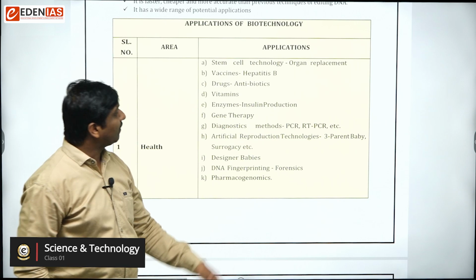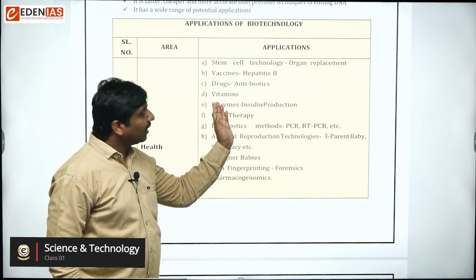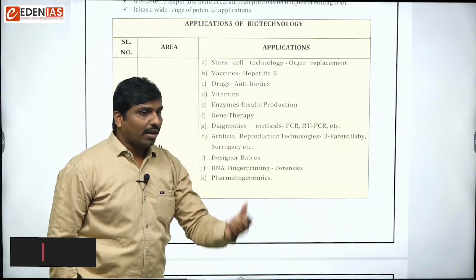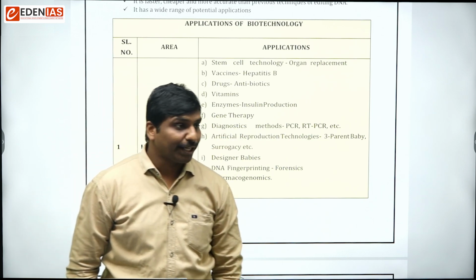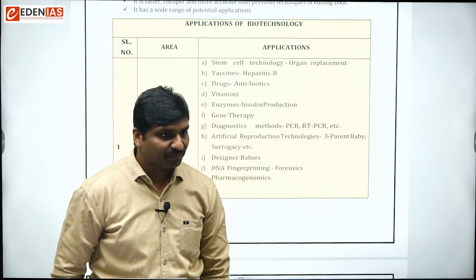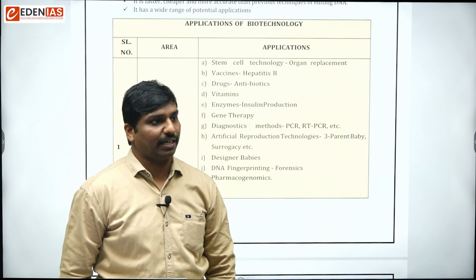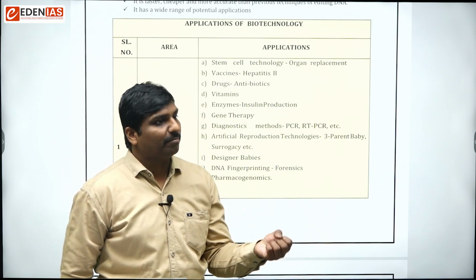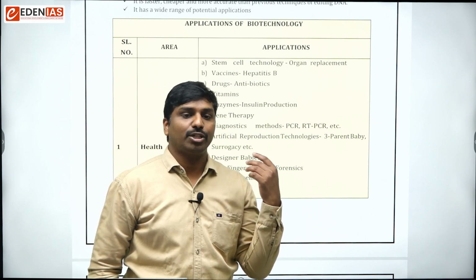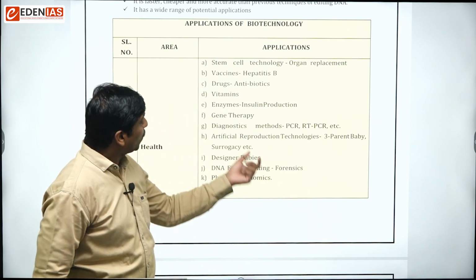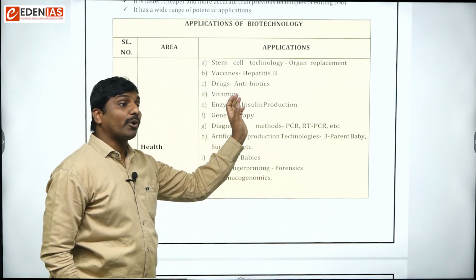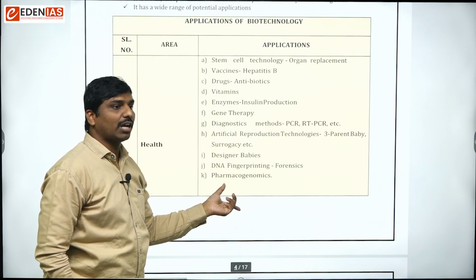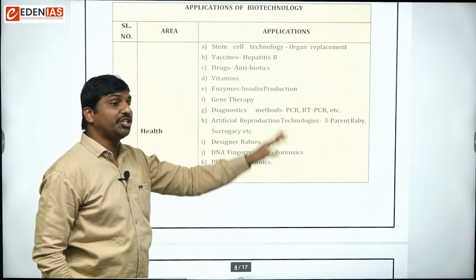And for the development of certain vitamins and enzymes, like insulin, hormone production. What is the chief function of insulin? Yes, to control sugar levels. When we have diabetes, we take insulin because it reduces blood sugar levels. So for the production of insulin, we can also use biotechnology, for such hormonal preparations.